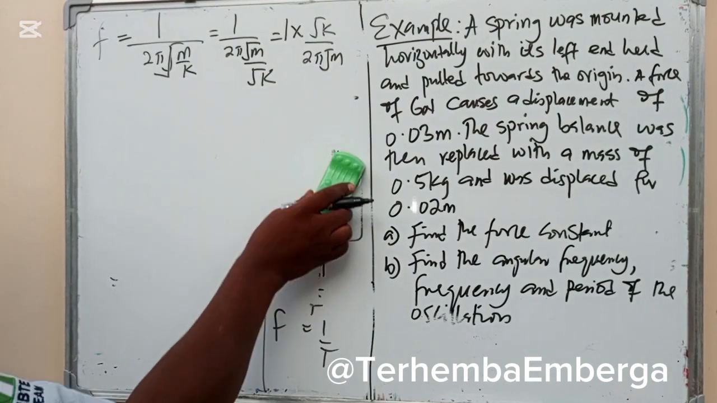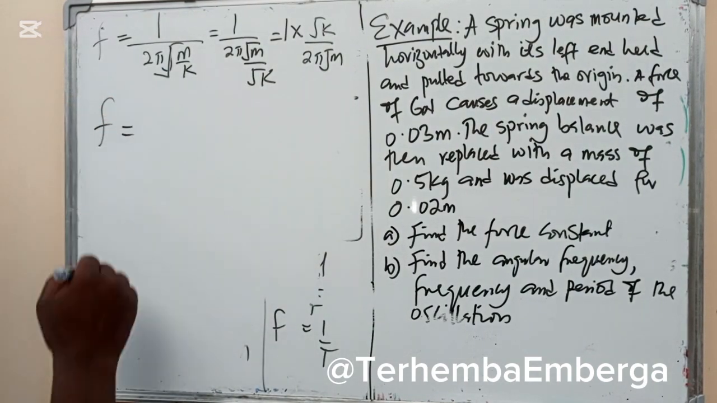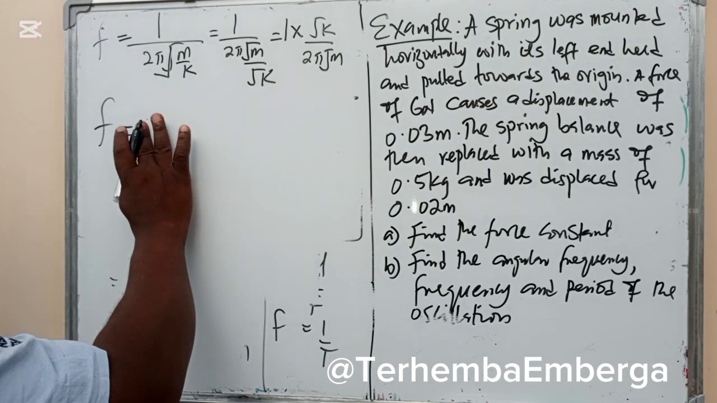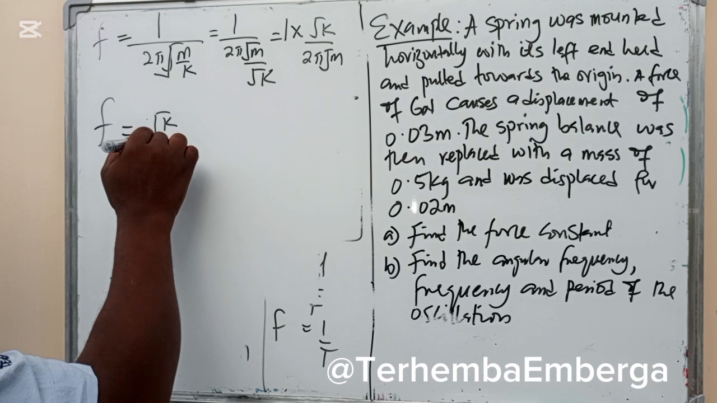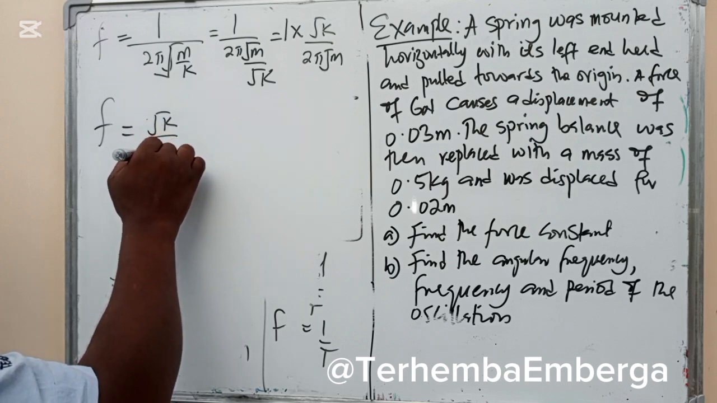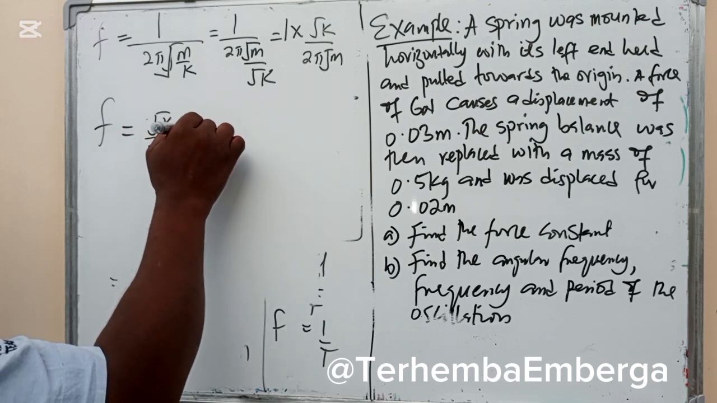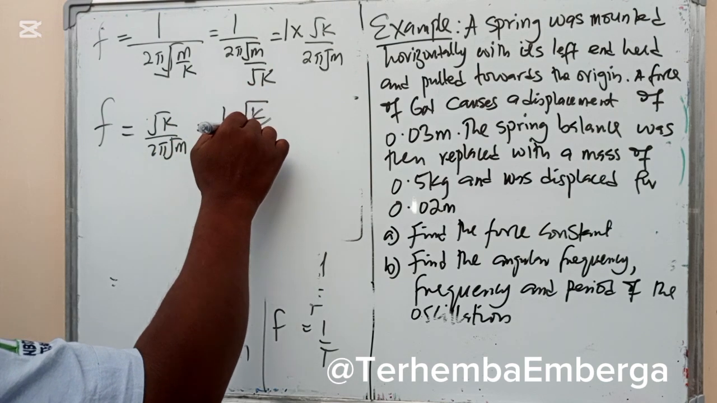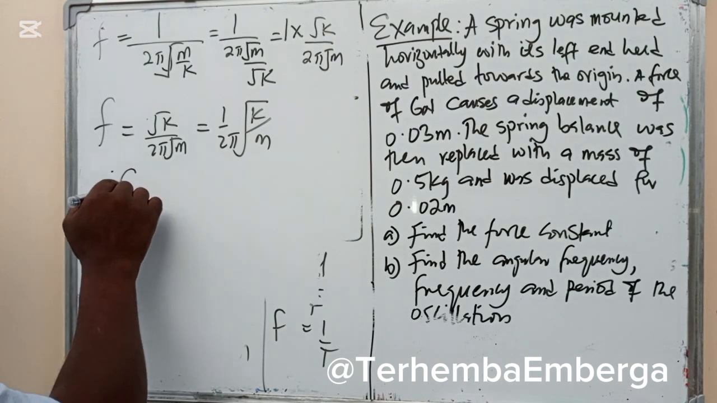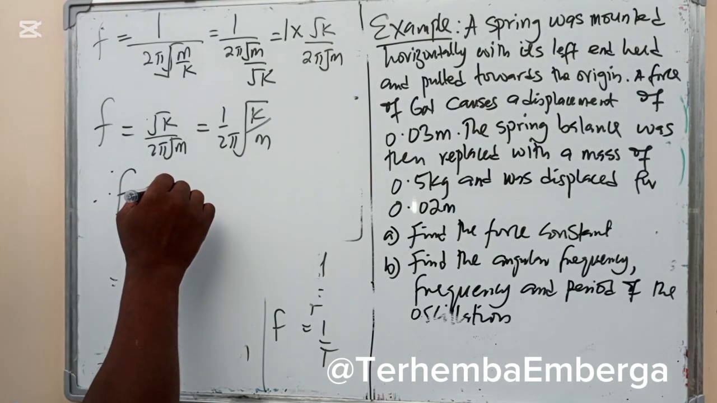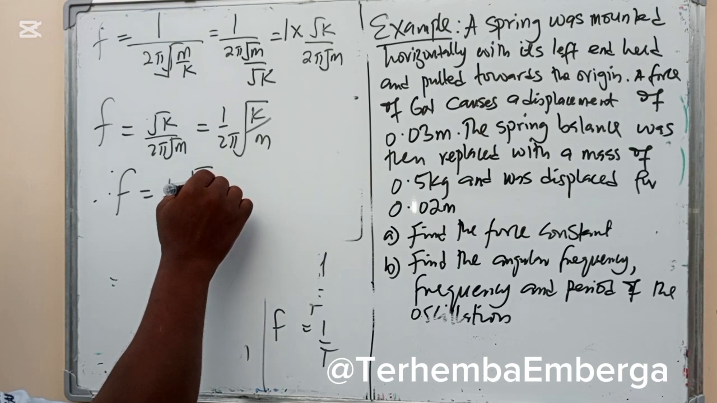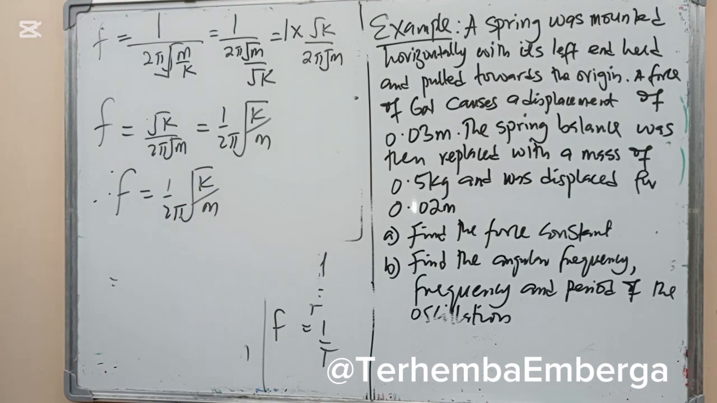So doing this, we can say that f is equal to 1 or root k all over 2 pi root m, which we can write as 1 over 2 pi square root of k all over m. Therefore, f is equal to 1 all over 2 pi square root of k all over m. This is for frequency.